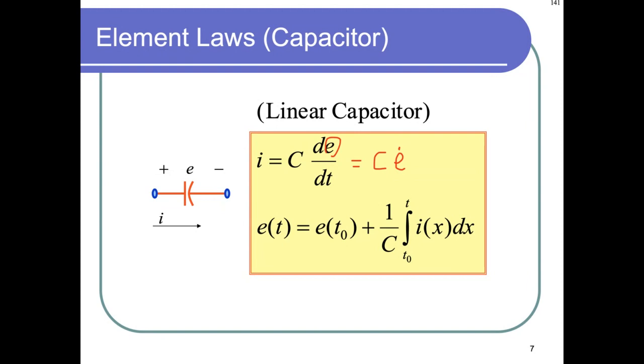So since we have a derivative here, to represent the voltage E at time t, it's really the initial voltage plus 1 over C, the integral of i from t naught, the initial time, to the final time, or the time we're interested in, t. So what I did here is really just I integrated both sides and moved C to the denominator of the other side.